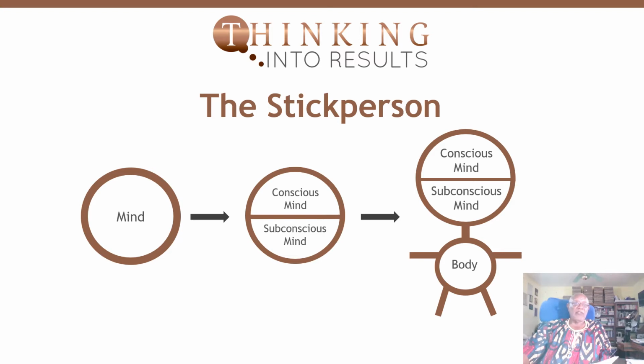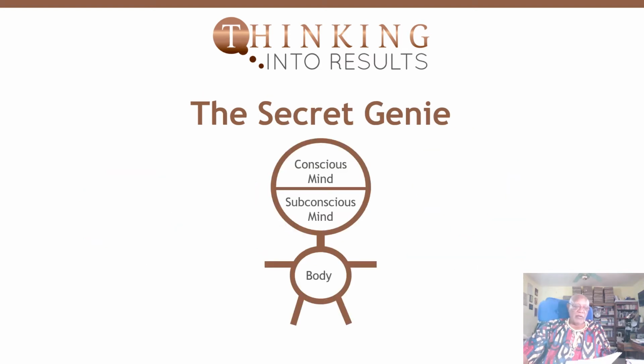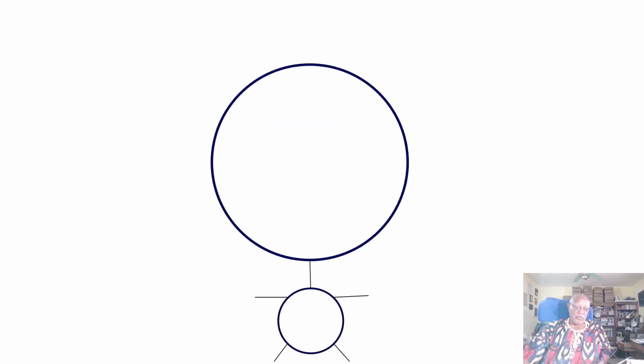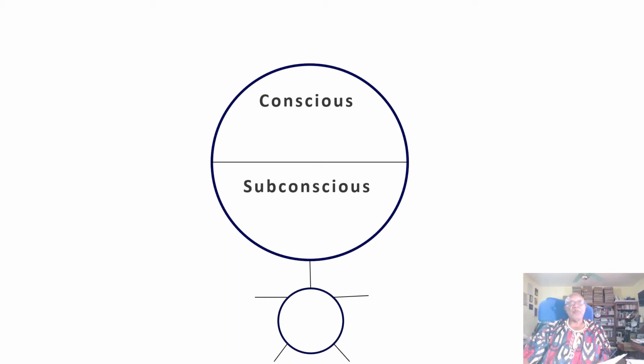The mind is represented by the large circle and divided into two parts, the conscious mind and the subconscious mind. It is then connected to a smaller circle, which is the body. Therein lies the secret genie, the stick person. However, let's examine this in greater detail. The mind is represented by a large circle. It is divided into two parts, the conscious mind and the subconscious mind, and the mind is then connected to a smaller circle representing the body.